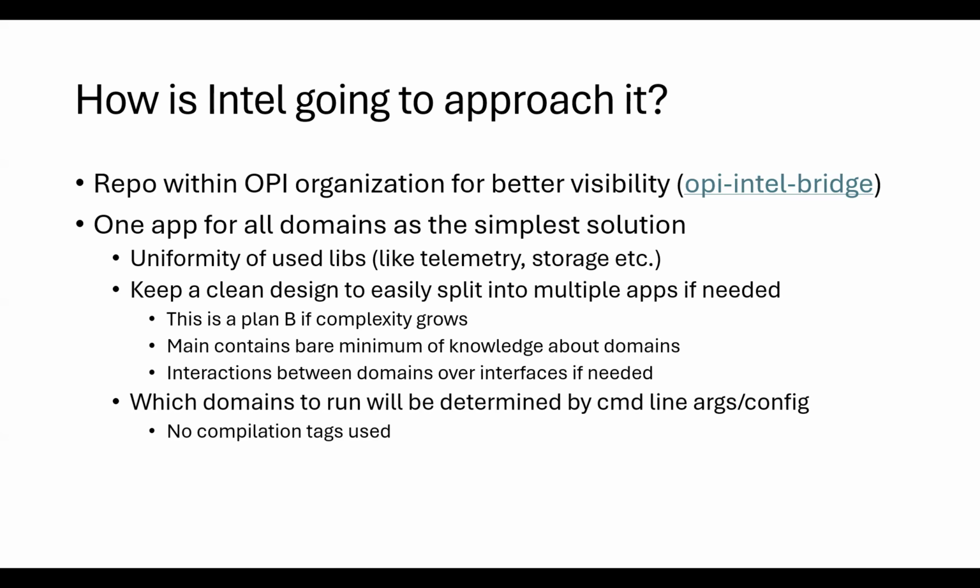Since we have a single app, we are going to use command line arguments or a config file to decide which domains to run, like EVPN, storage, or not to run. For example, we may decide that we need to run only EVPN on some APUs, or only storage on some APUs, etc. And it implies that we are not going to use compilation tags, right, in our project, just to make things simple.